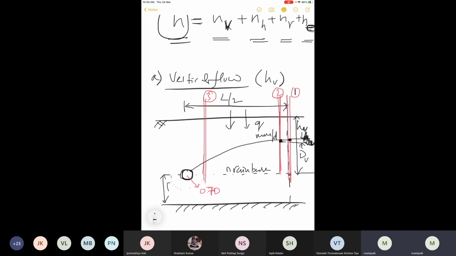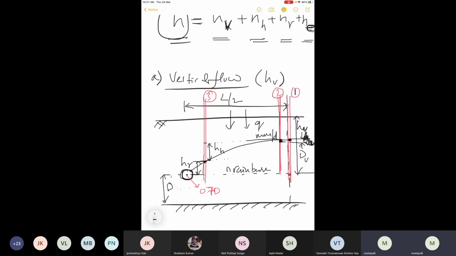From here to here, this is the D. Now the water level in the second piezometer and the water level in the third piezometer: the difference between them is HH, the horizontal head loss. And the water level here and the piezometer here will be your HR, the head loss due to radial flow. So if you install 3 piezometers, you will get HV, HH, and HR.